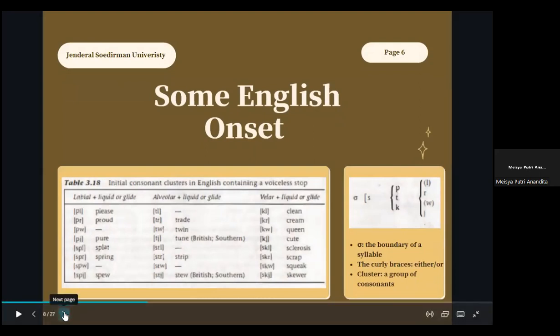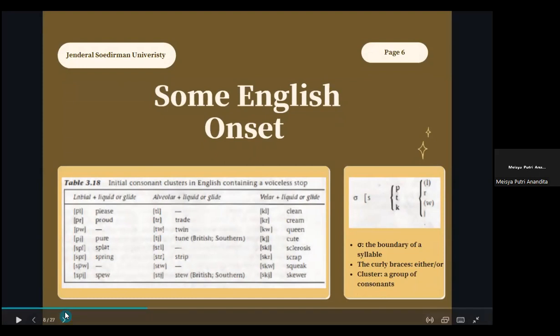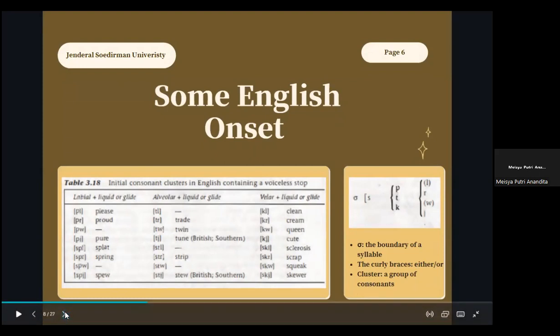Some English onset. English has some onset, there are two or even three initial consonants in one word. Based on this table, words that have three onsets are dominated by a word that starts with S, and the following consonants are dominated by the voiceless stop consonant and then a liquid or glide sound.